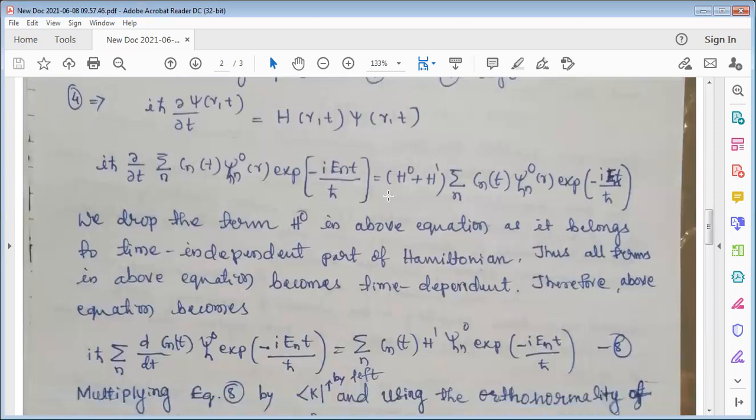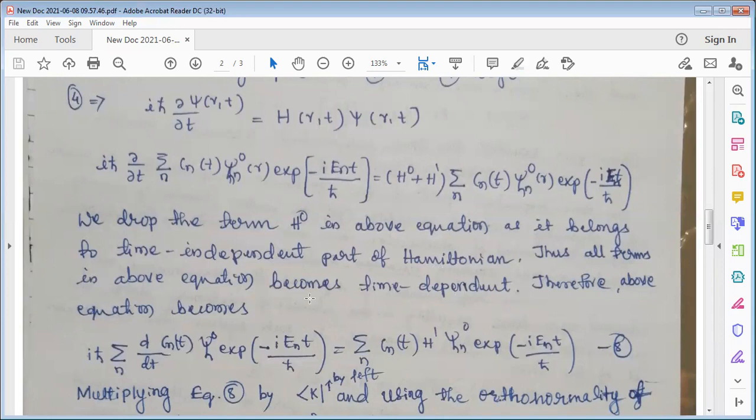So this is the equation obtained after substituting equations 3 and 7 into 4. We drop the term h naught in our equation, as it belongs to the time independent part of the Hamiltonian. So here in this bracket this h naught is there. I can drop it because it is the time independent part of the Hamiltonian, but we are studying the perturbation which is time dependent, so I can drop this one, and thus all the terms in the above equation become time dependent.